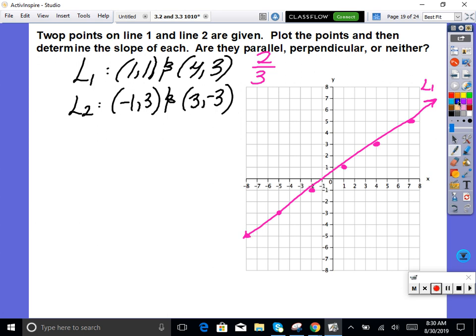Okay, let's do line 2. So we're plotting the points -1, up 3 units. Then we're going over 3, down 1, 2, 3 units. So let's see what our rise over run is.